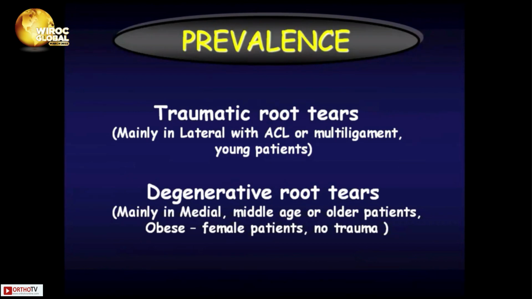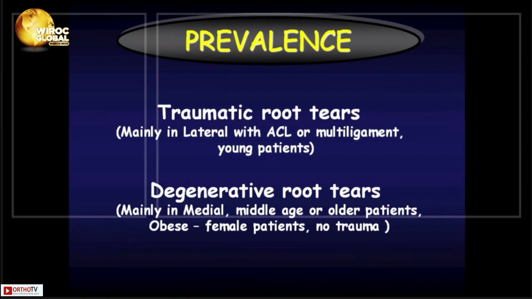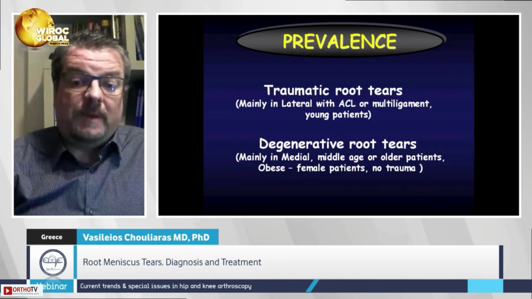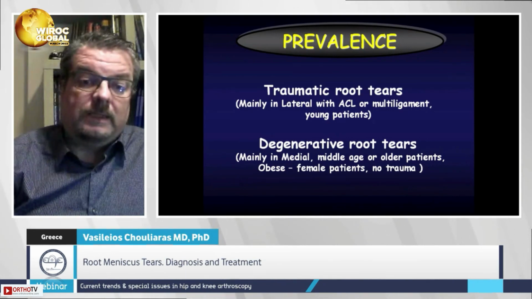In fact, we have two different clinical entities. The traumatic root tears, especially of the lateral meniscus and especially concomitant with ACL tear, and the medial meniscal degenerative root tears, mainly in middle-aged or older patients, mainly in obese female patients, and without a trauma.